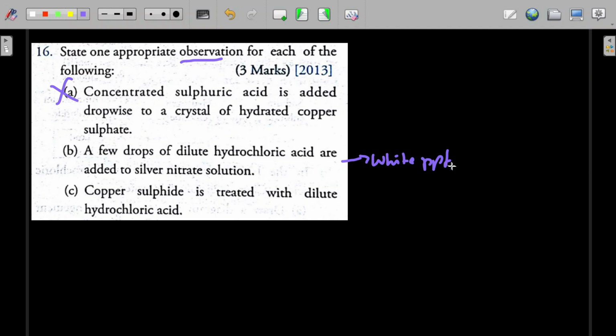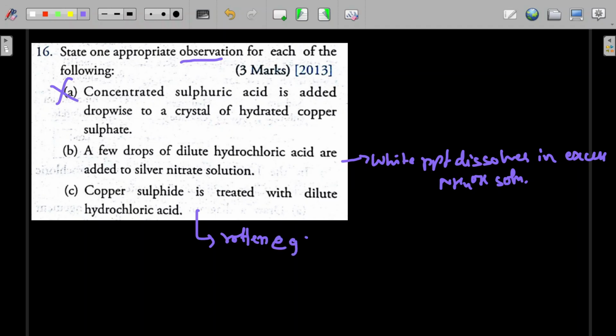So from now onwards, you start writing that it dissolves in excess NH4OH solution. Silver chloride is formed, no? Silver chloride dissolves in NH4OH solution. Copper sulfide treated with dilute hydrochloric acid, rotten egg smell gas. Don't write rotten egg smell. Write: a gas with rotten egg smell is released. That we have to write.